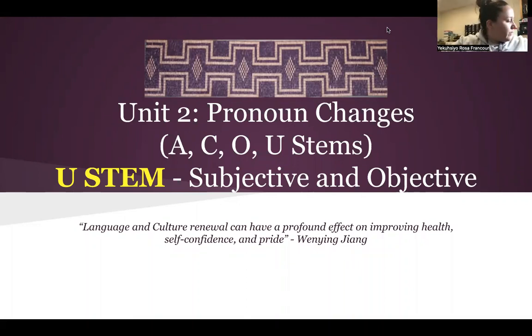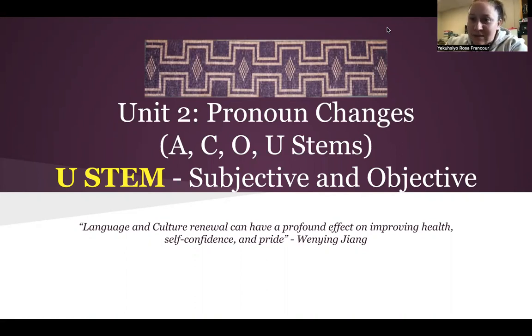Today we're going to talk about the U stem. So U stem, subjective and objective pronouns. This is the last stem in what we call the second section, or unit 2, which is studying pronoun changes. The first 3 videos that you've watched cover the A, the C, and the O stem. This is going to be the last video of that section in the booklet, in the curriculum book.